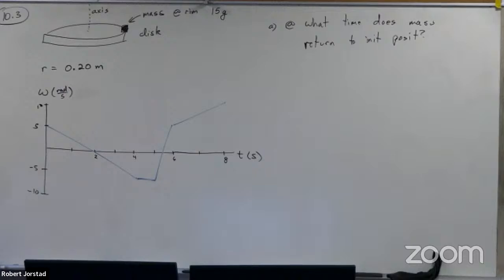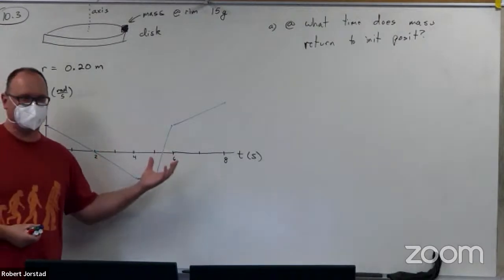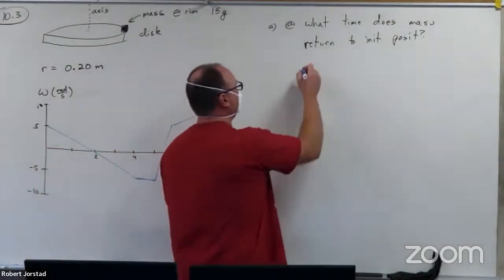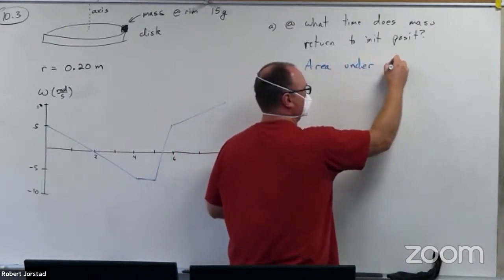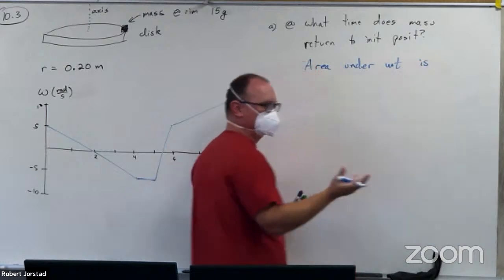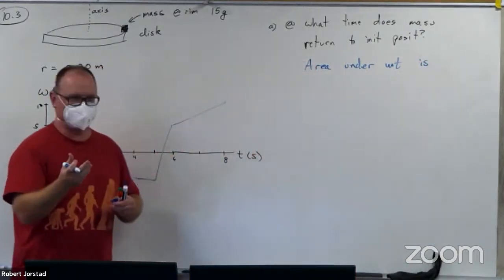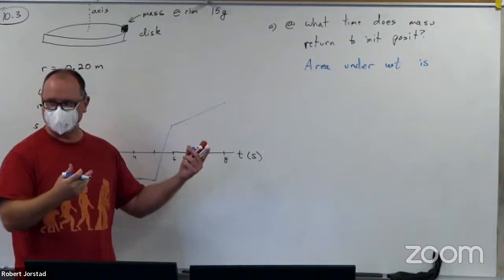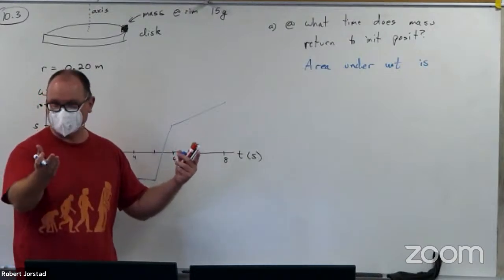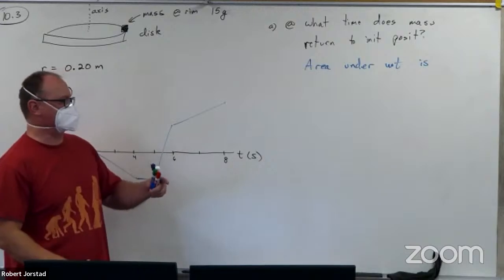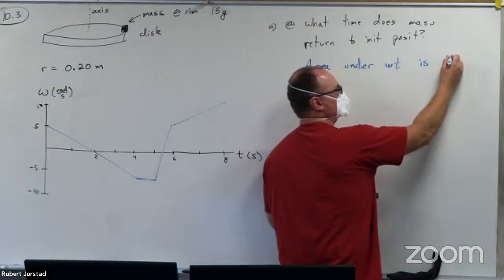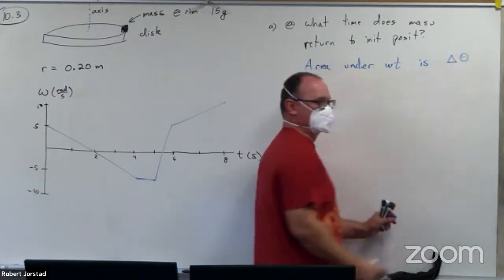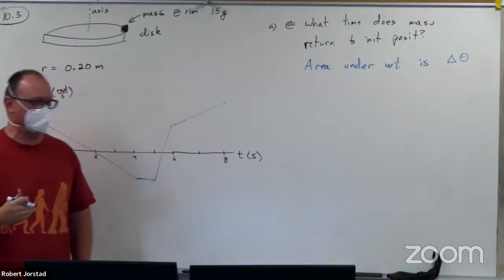Area, exactly. Nice job. Remember, we're doing chapter 2 graphing tricks, and the area under omega t is what? The area under a v-t graph was delta x, not x, delta x. So the area under omega t is delta theta. And so if delta theta is 0, we're back.